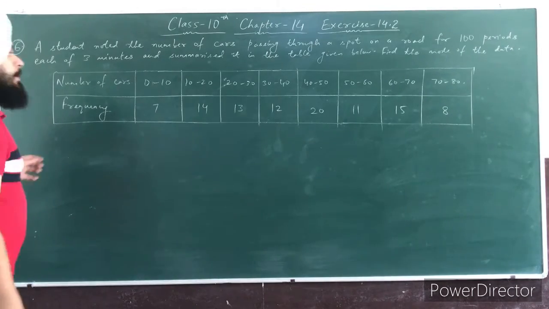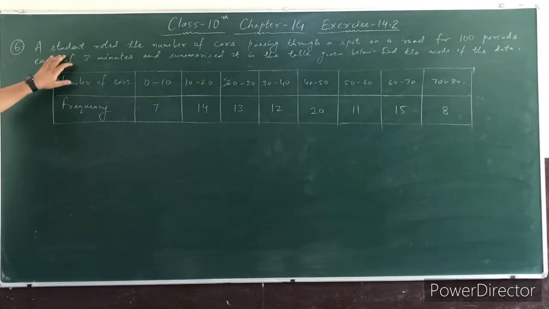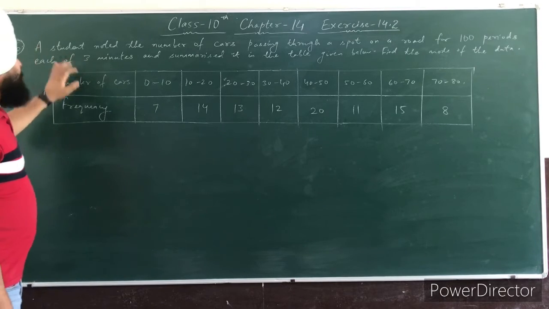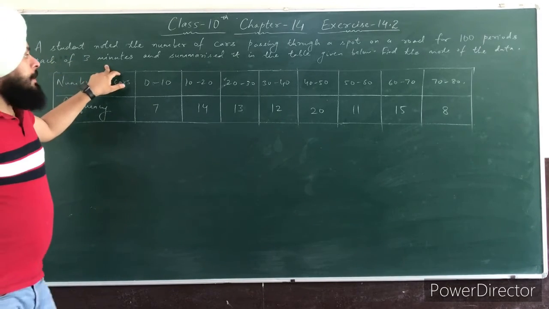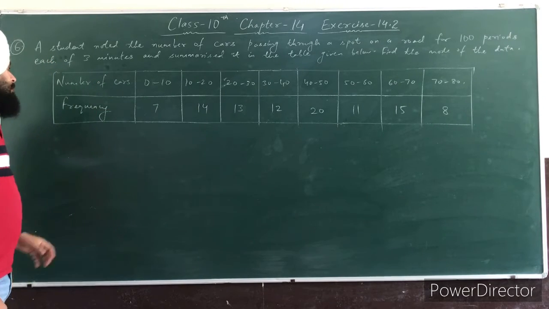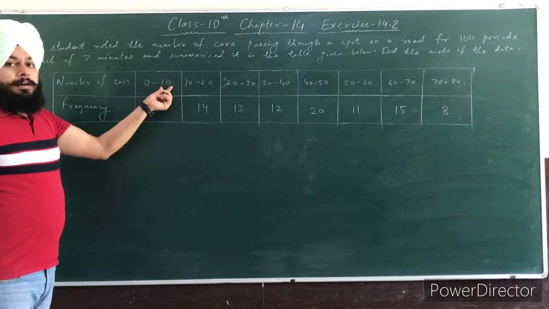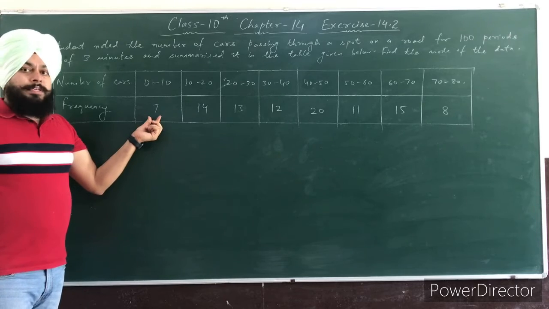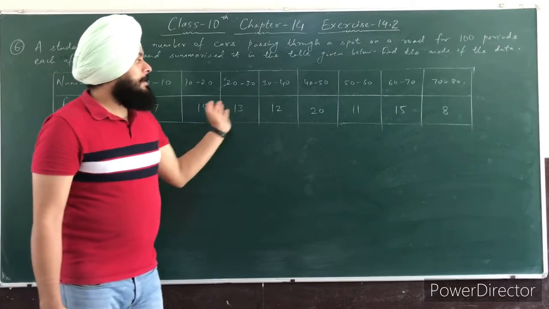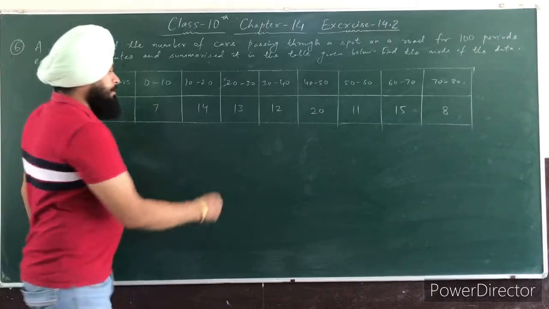So now next, this is your last question, number 6 of exercise 14.2. The question is, a student noted the number of cars passing through a spot on a road for 100 periods each of 3 minutes and summarized it in the table given below. Find the mode of the data. So this is the number of cars: 0 to 10 cars having 7 frequency, 10 to 20 there is 14 frequency, and 20 to 30, 13, and so on is given in this table. So we have to find the mode.